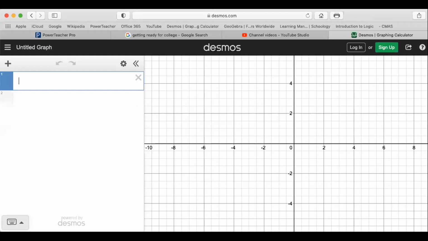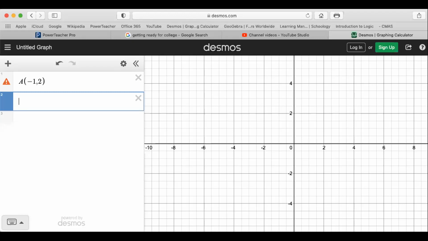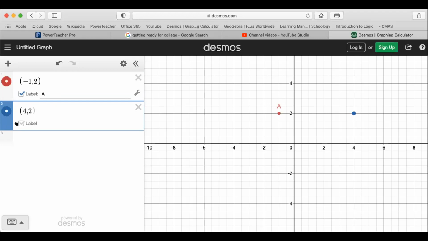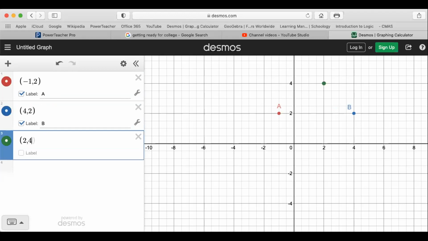-1, 2. So I can put A, -1, 2, enter. It doesn't like when you put an A there. I forgot. Okay, there's a point. Then if you put a label, then you can say A. There you go. See how quickly this is? And then B is 4, 2. And C is 2, 2, 4. It's still a pain in the butt.